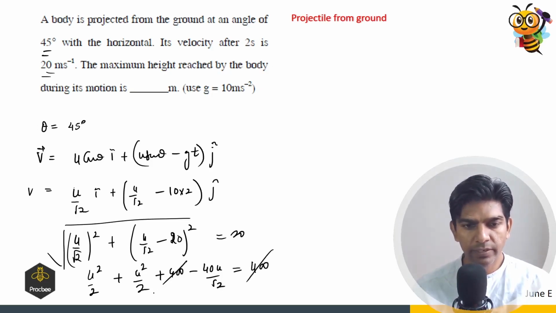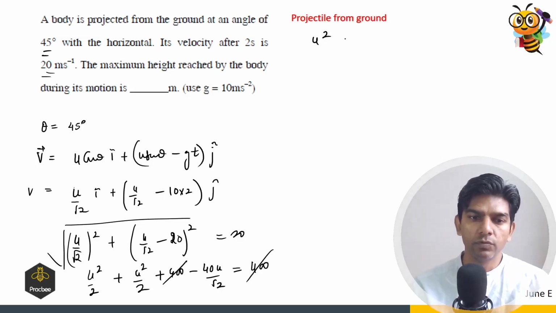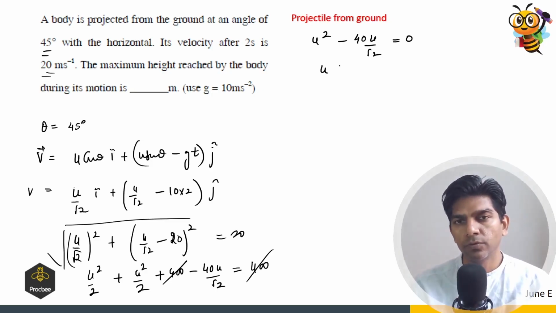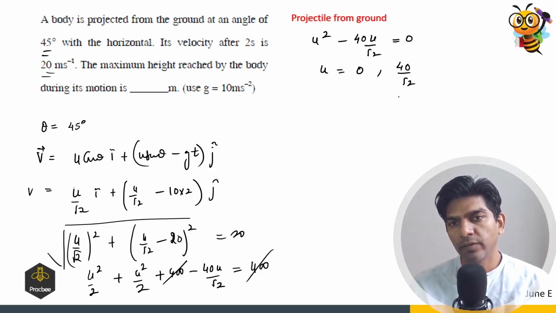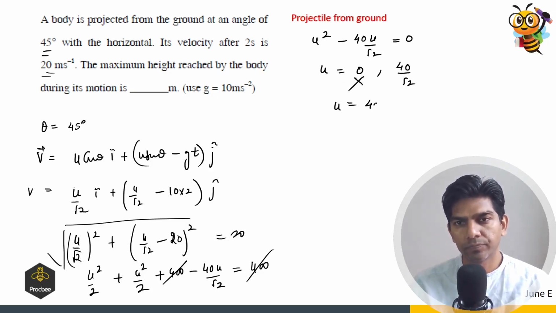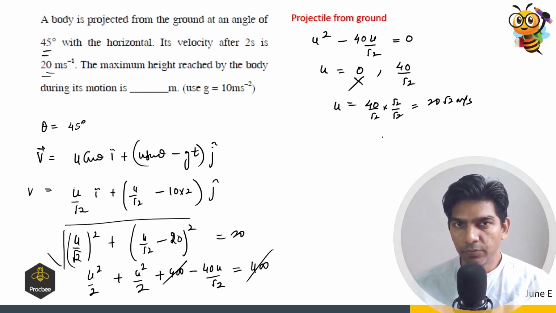So this 400 will get eliminated. So we got u square minus 40 u by root 2 equals 0. So u will be 0, or it can be 40 by root 2, so we can ignore 0. So u comes out to be 40 by root 2 times root 2 by root 2. So that will be 20 root 2 meters per second. Now we know what is the speed of projection.